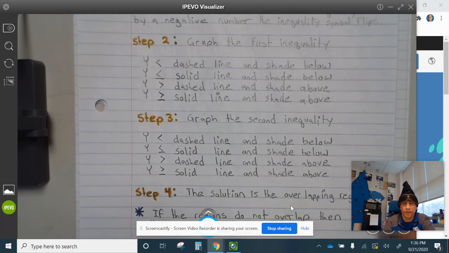Step 3. Graph the second inequality. Again, when y is less than, it's a dashed line and shaded below. When y is less than or equal to, it's a solid line and shaded below. When y is greater than, it's a dashed line and shaded above. When y is greater than or equal to, it's a solid line and shaded above.